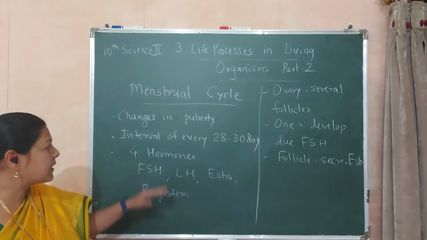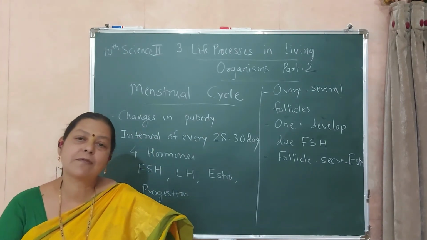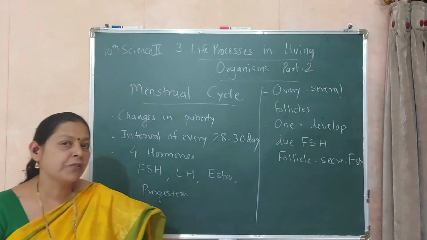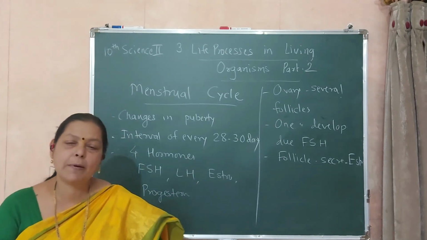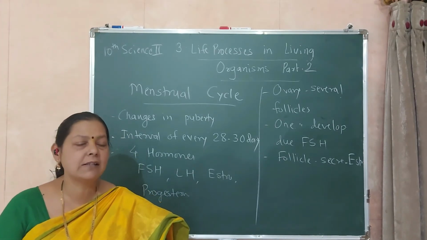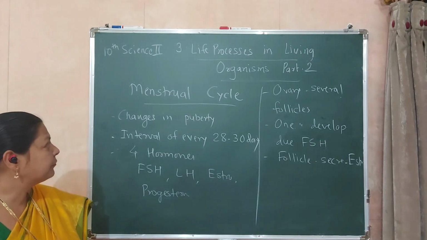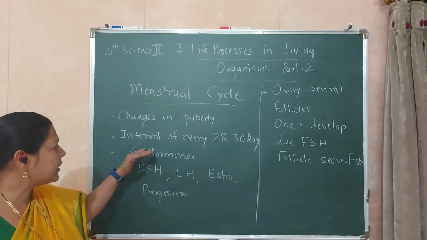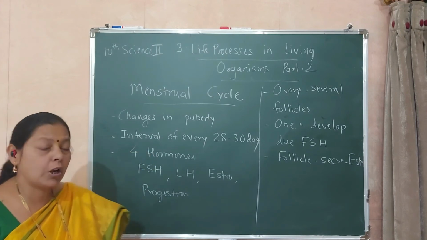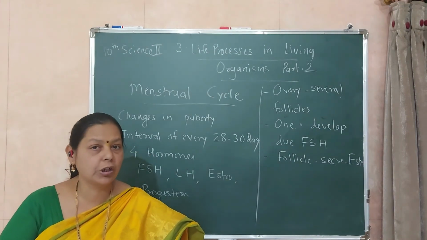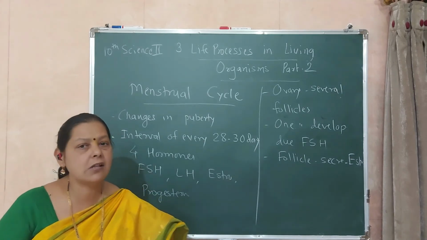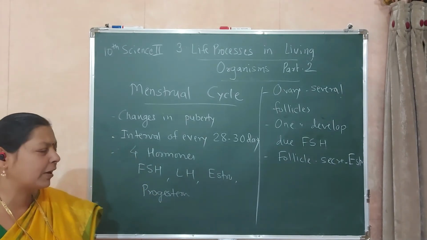In the menstrual cycle, some changes take place in the body of the female. These changes start from puberty, that is from the age of 10 to 12. These changes take place in an interval of every 28 to 30 days.